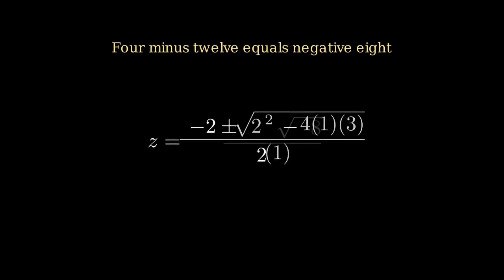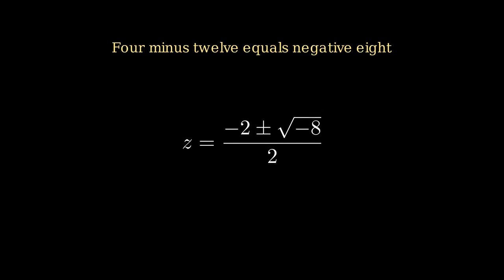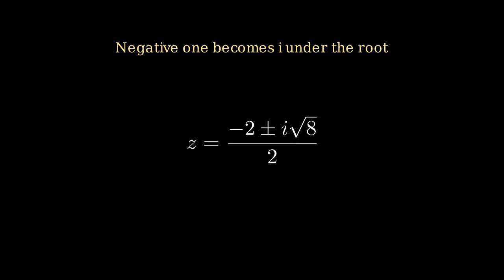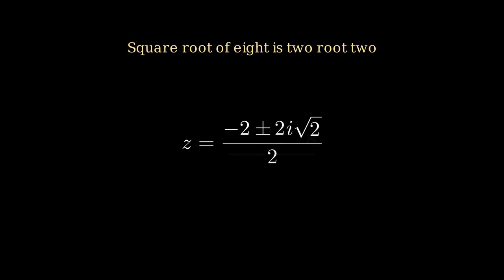Inside the square root we get 4 minus 12, which equals -8. Since we have a negative number under the square root, we pull out -1 as i. So the square root of -8 becomes i times the square root of 8. The square root of 8 simplifies to 2 times the square root of 2. So z equals -2 plus or minus 2i times the square root of 2, all divided by 2.